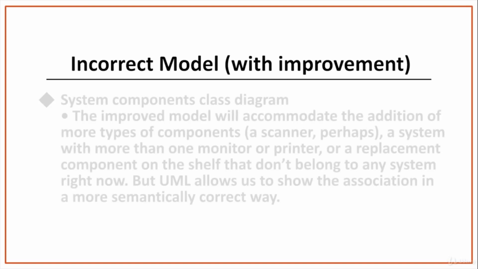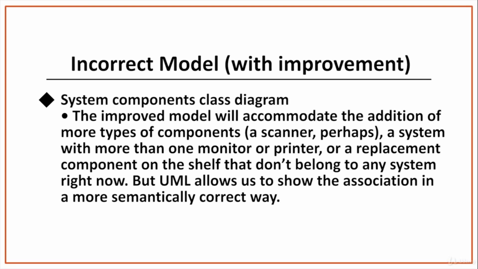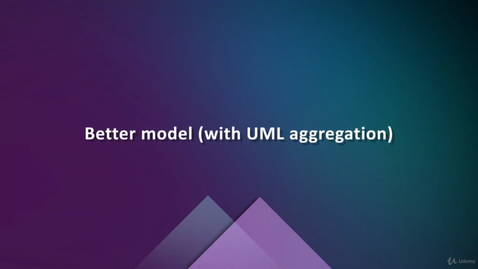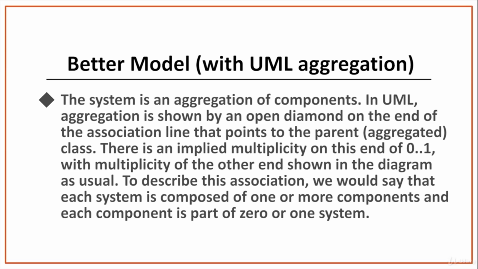System Components Class Diagram. The improved model will accommodate the addition of more types of components, like a scanner, perhaps, a system with more than one monitor or printer, or a replacement component on the shelf that doesn't belong to any system right now. But UML allows us to show the association in a more semantically correct way. In the better model with UML aggregation, System Components Class Diagram, the system is an aggregation of components.